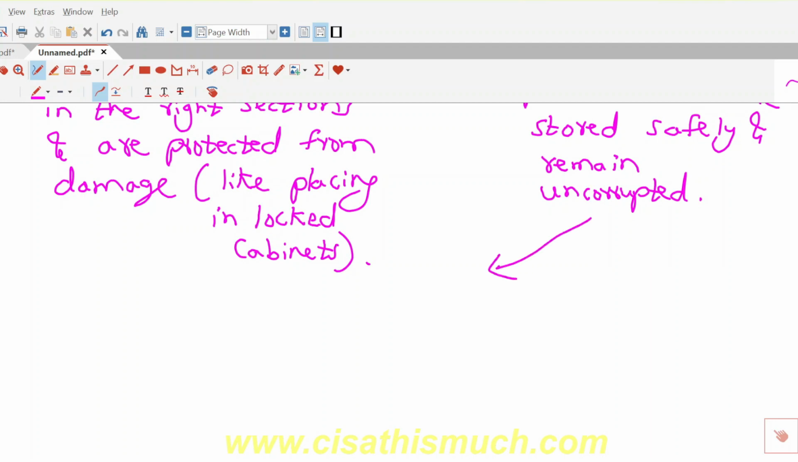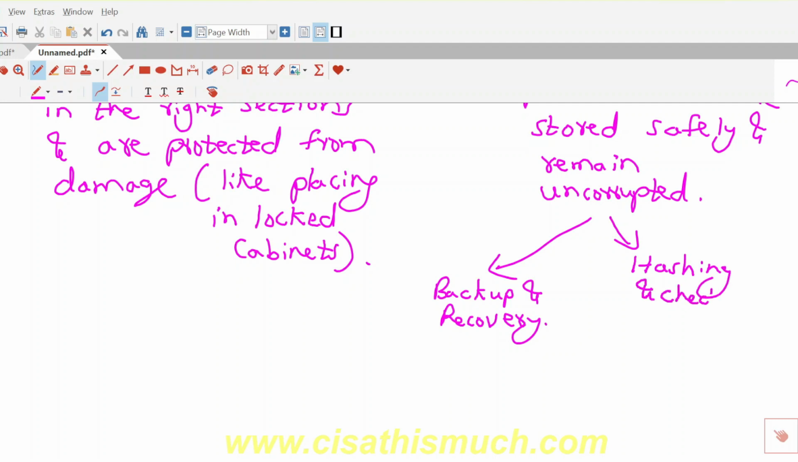We can say maybe backups, taking proper backups and recovery functions, backup and recovery, right? We can also say hashing and checksum. If you don't understand what hashing is, don't worry, we have discussed that in domain 5. Even if you have not gone through domain 5, this particular topic is completely fine.